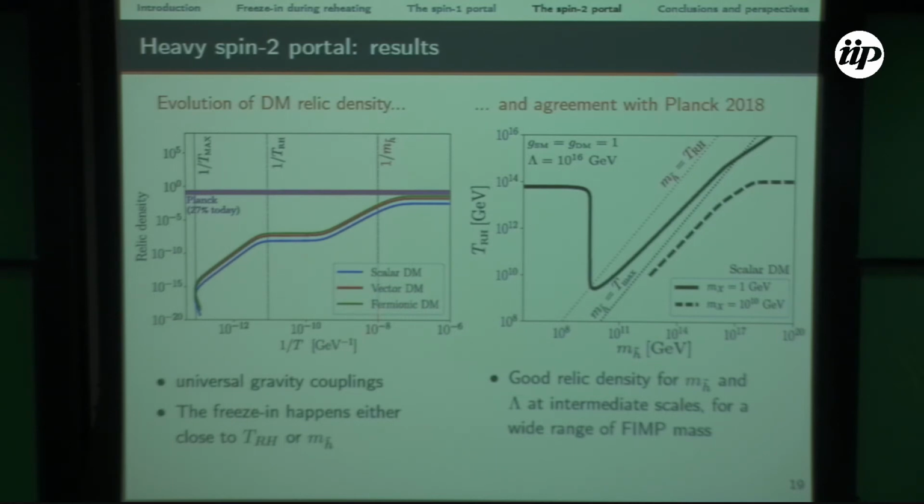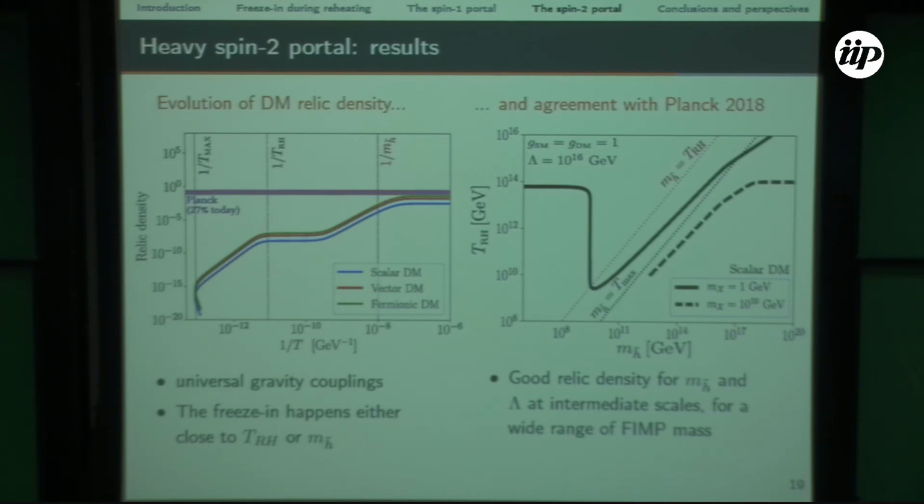So since in all the cases the freeze-in would depend on the reheating temperature, let us focus on this line here. So if the mass of the mediator is much below the scale of reheating, we have the light regime. The relic density is fixed only by the reheating temperature. This is for true values of dark matter mass. Sorry, I didn't mention, for 1 GeV dark matter.